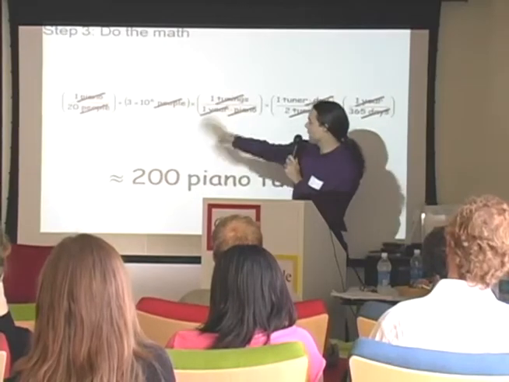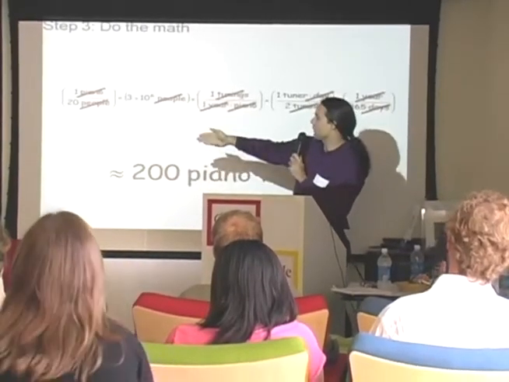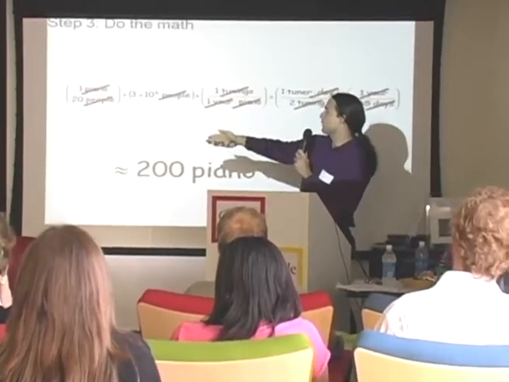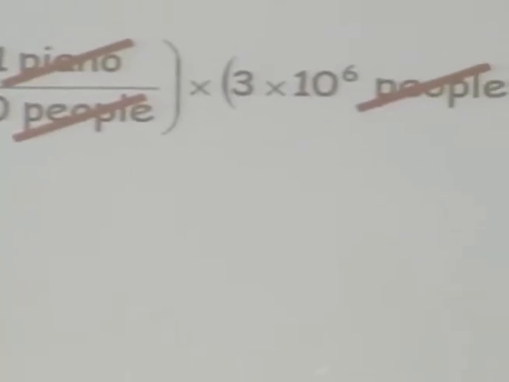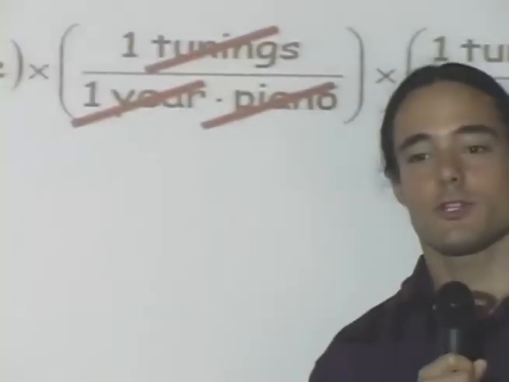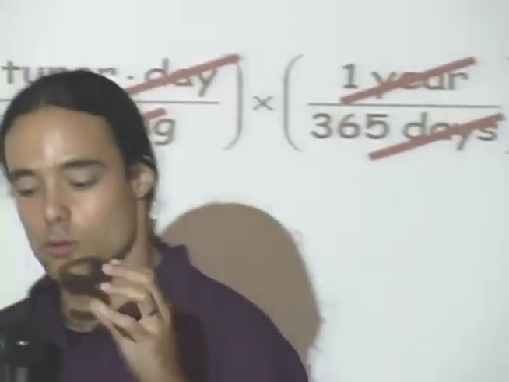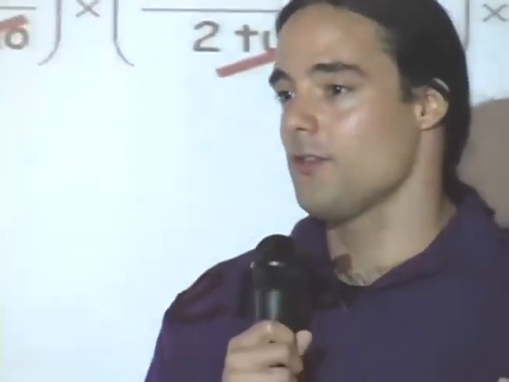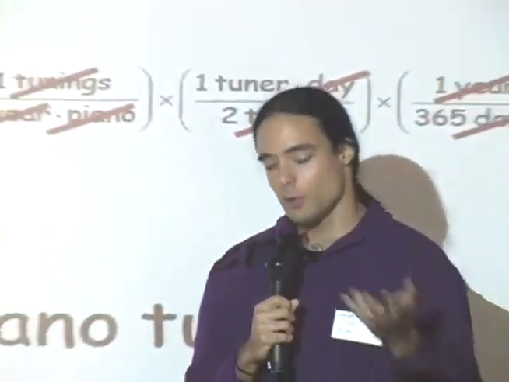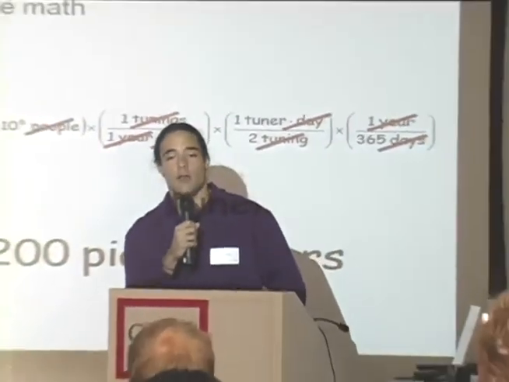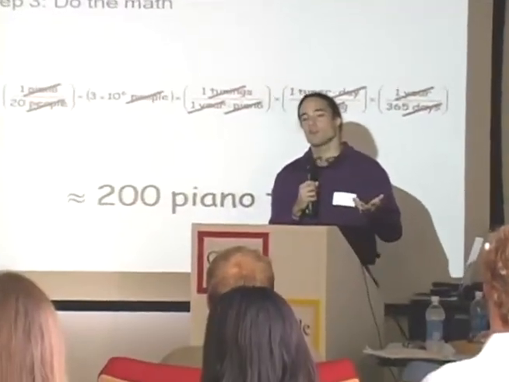So people will cancel with people, pianos will cancel with pianos, years cancel with years, days cancel with days, tunings cancel with tunings, and if you multiply all these numbers together, at the end of the day, you'll get about 200 piano tuners in Chicago. So starting from absolutely nothing, you really can just build up and figure out a way to come up with a reasonable answer. Now you might ask, well, how do you know that this is anything close to the actual number? Well, if you look in the Chicago Yellow Pages, there's about 40 listings for piano tuners.